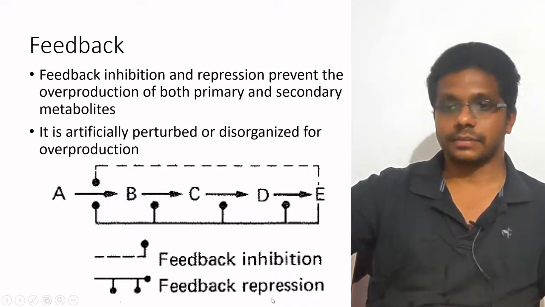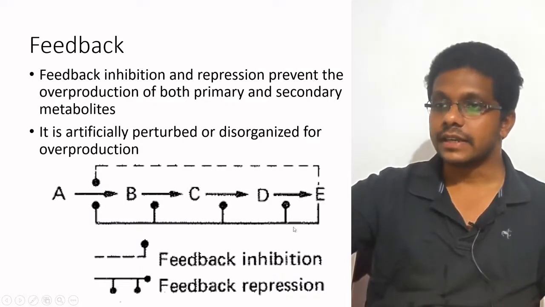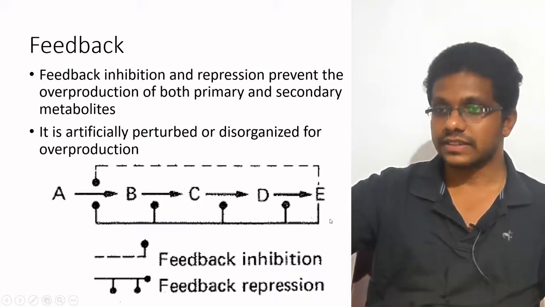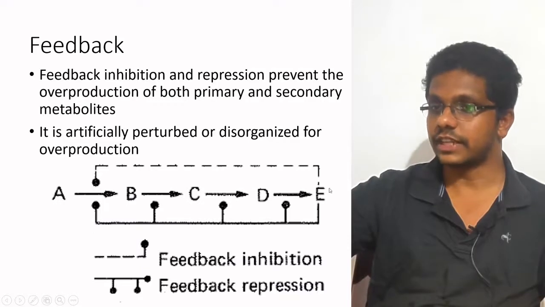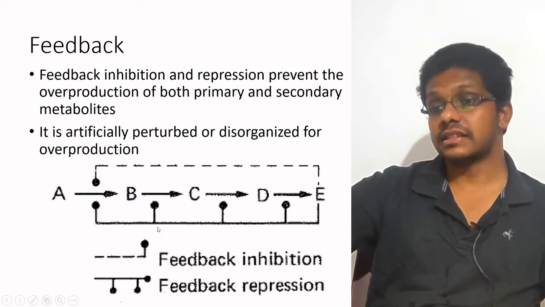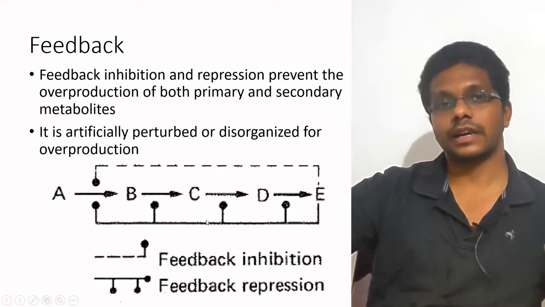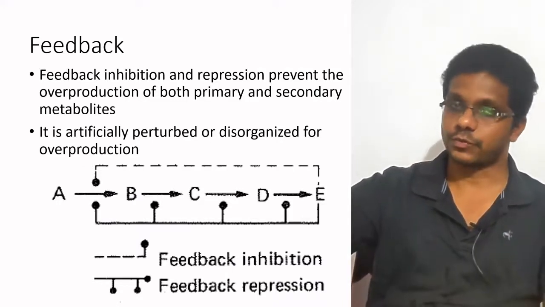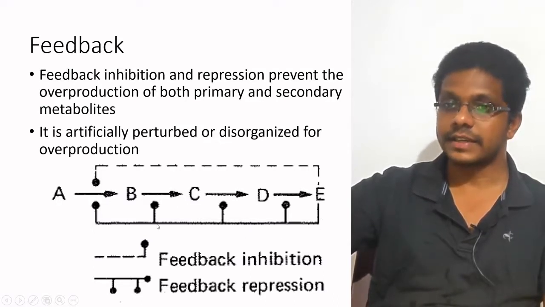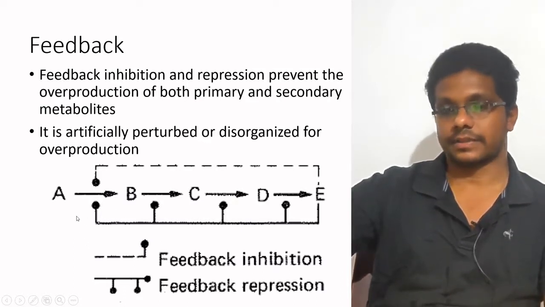Another mechanism is feedback repression. In feedback repression, the final product E is inhibiting each and every intermediate reaction. In this example, it inhibits the conversion of D to E, C to D, B to C, and A to B. In real cases, it may not be inhibiting all these reactions, but it may be inhibiting a couple of key reactions in the pathway. So in feedback repression, the final product is inhibiting intermediate reactions and the first reaction. That's the difference between feedback inhibition and feedback repression.